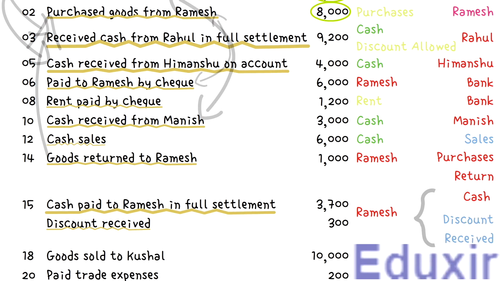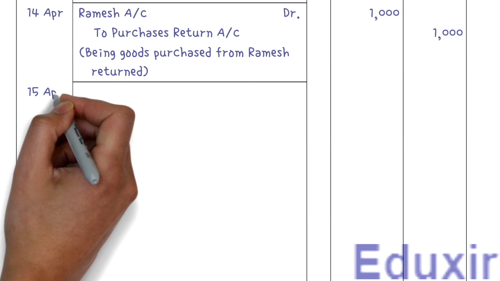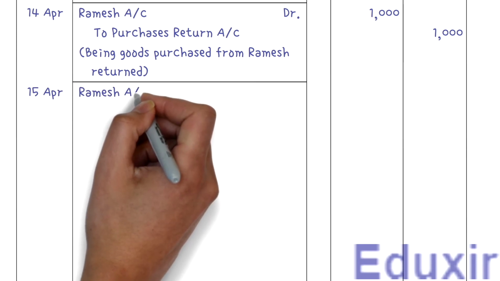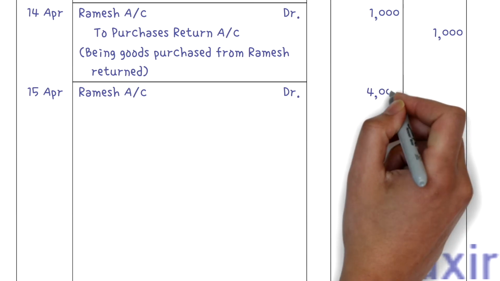With this analysis at our disposal, let us now proceed with the journalizing of this transaction. Let us first record the date. Let us then record Ramesh account as the debit entry. Let us also write the text DR to indicate that this is a debit entry. Let us then record the debit amount of 4000 rupees in the debit amount column.